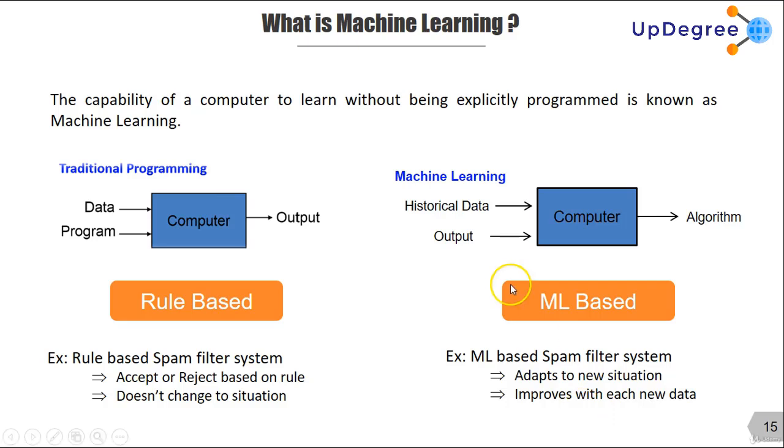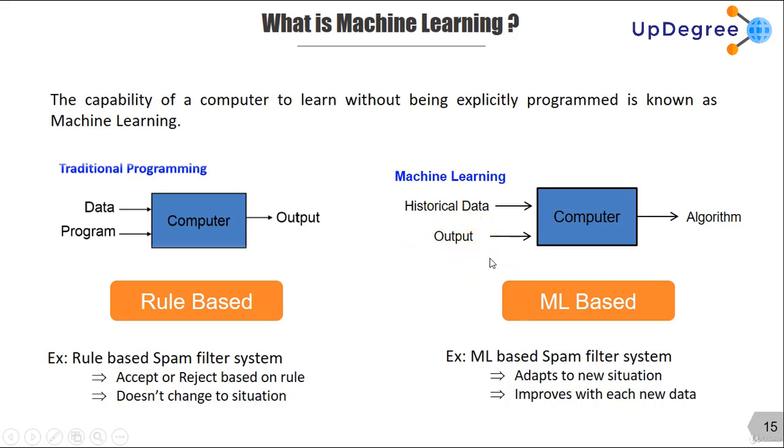So what we do is we have historical data. Historical data is nothing but historical email data from the last 6 months or 1 year. Whatever mail came to you, those are my historical data. And I have the output also. Most of the time, wherever you have marked it as spam or said that no, this is not spam, those are your output, whether it is spam or not.